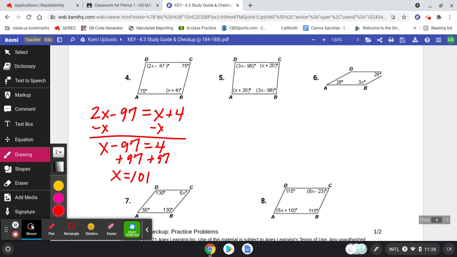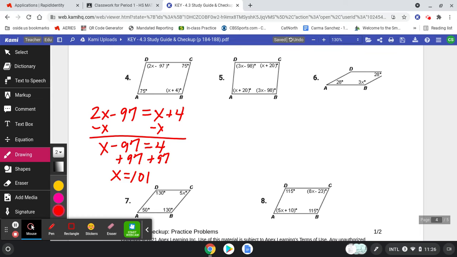So if we are searching here for an x, this is one way to do it. Another way to do it would be to take 75 plus 2x minus 97 and make that equal to 180 because those consecutive angles are supplementary. So you also could have solved it making it equal to 180, and that would also be correct.